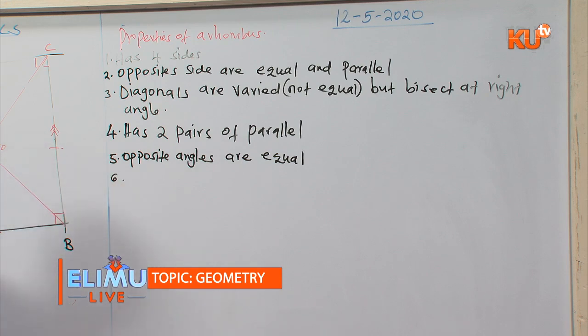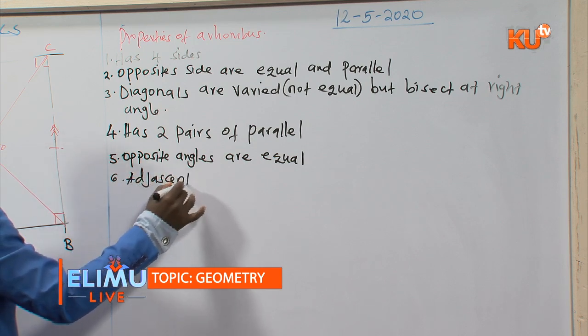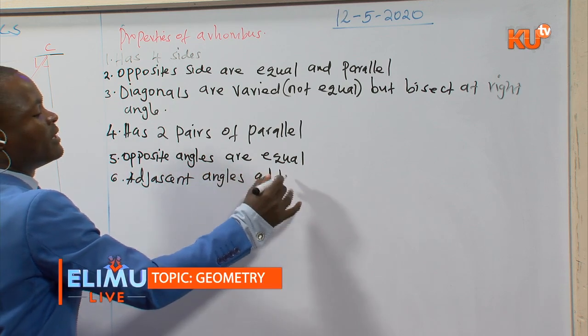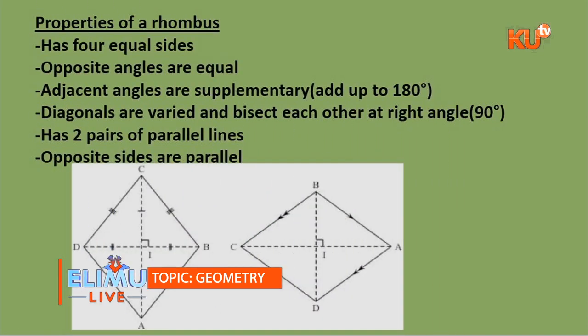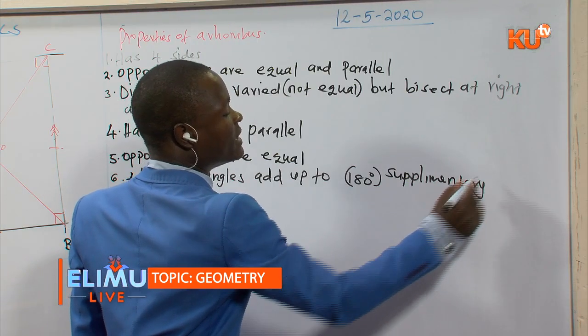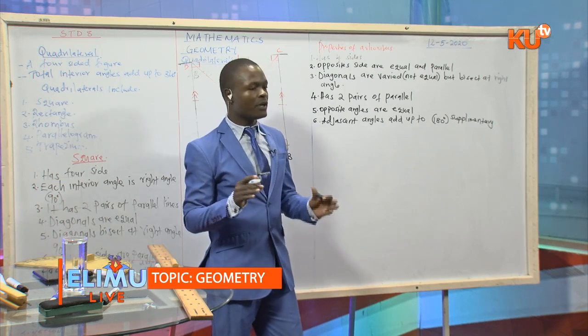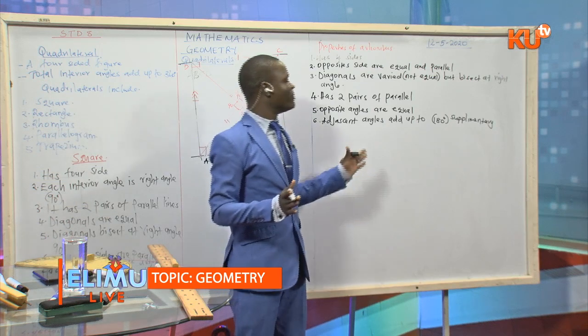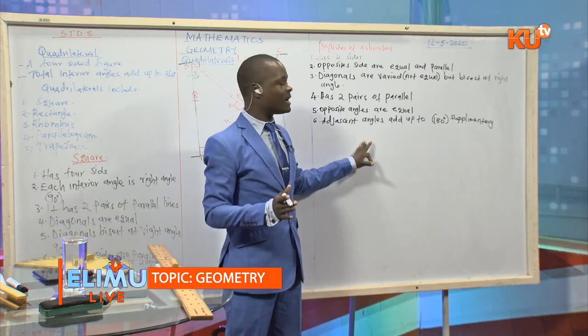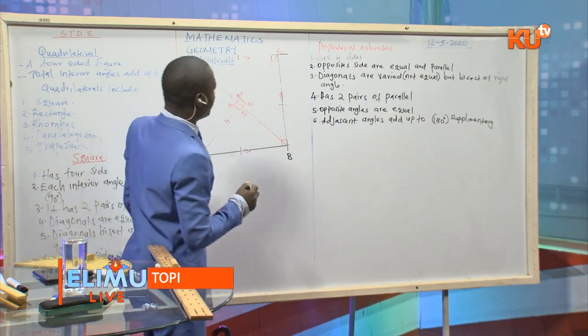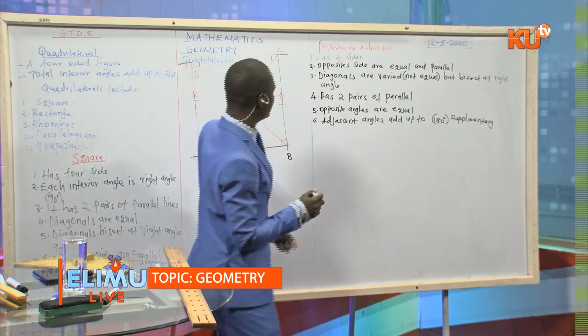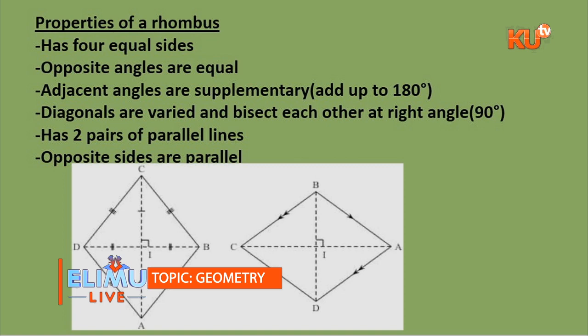Then number six is that adjacent angles add up to 180. Or we can also say adjacent angles are supplementary. Now, supplementary angles are angles that add up to 180 degrees. So if you add the adjacent angles, then you'll be able to find out that they will sum up to 180 degrees. Okay, the next property of a rhombus is that all sides are equal.